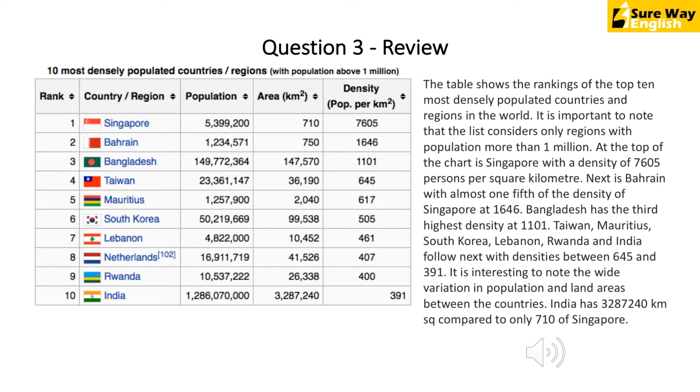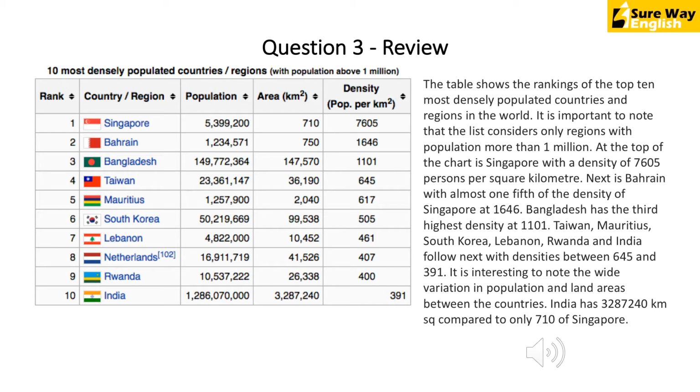So you have to try to club the points which are similar. For example, in this question, Lebanon, Netherlands, Rwanda, they all are around 400, so you can club them together. Or even Taiwan, starting from Taiwan to India, you can say that they range from 645 to 391, as they have done in this question.